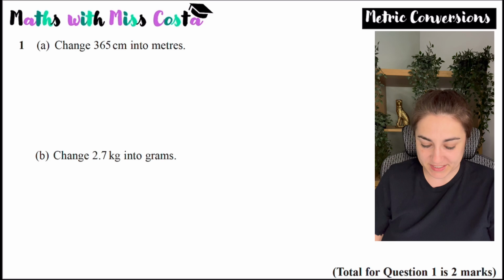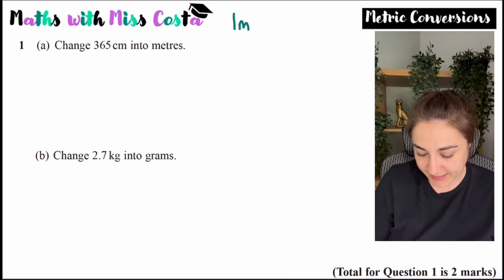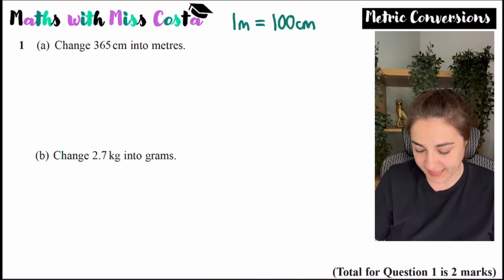To begin with, we've got metric conversions. It's asking me to change 365 centimeters into meters. It's helpful to just write down what the conversion is. I know that 1 meter is 100 centimeters. So to get from meters to centimeters, I would multiply by 100, and to get from centimeters to meters, I would divide by 100.